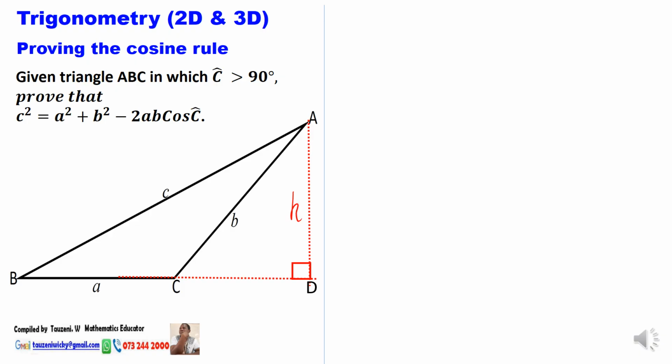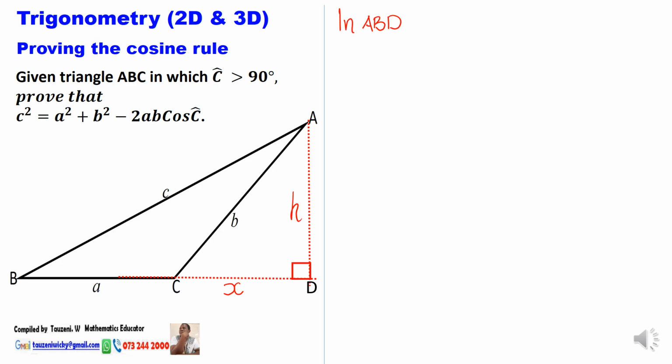This construction has created an extra line from point C to point D, and that part I'm going to label x. You can label it anything of your choice. Our construction is complete. We can now go ahead and do the proof. The proof is done using the theorem of Pythagoras. We know that the theorem of Pythagoras is applicable in a right-angled triangle, and we do have two right-angled triangles here. So we're going to apply the theorem of Pythagoras in those two right-angled triangles.